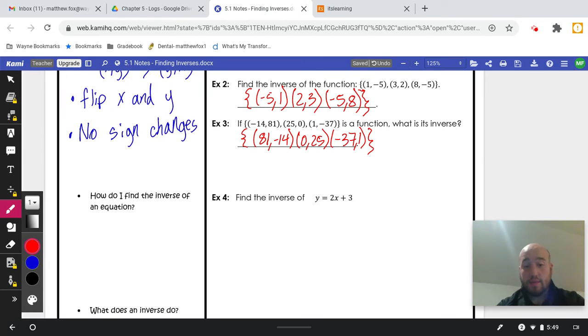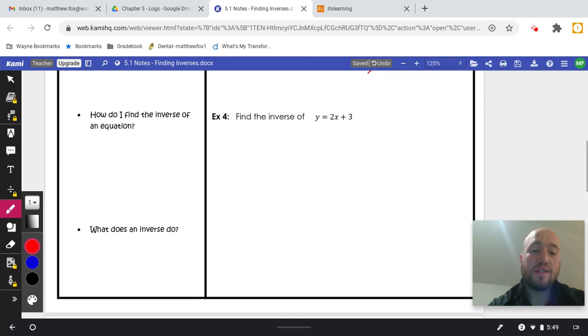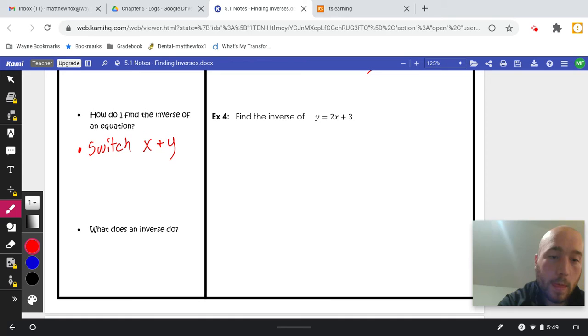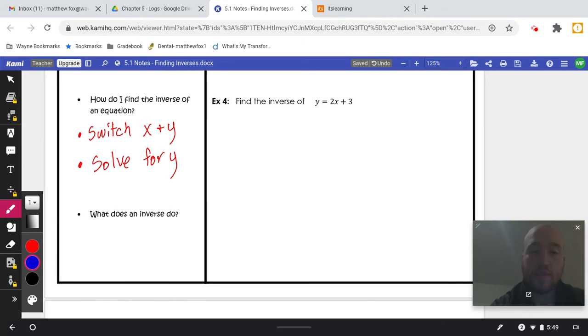Now, sometimes we're given points, like what we just did. Sometimes we instead are given an equation. So if we look down here, it says in example 4, find the inverse of y equals 2x plus 3. When we're finding the inverse of an equation, there are two things we have to do. First, we switch the x and the y. Then step 2, all we have to do is solve for y, so we want to isolate the y value. And then we're done.